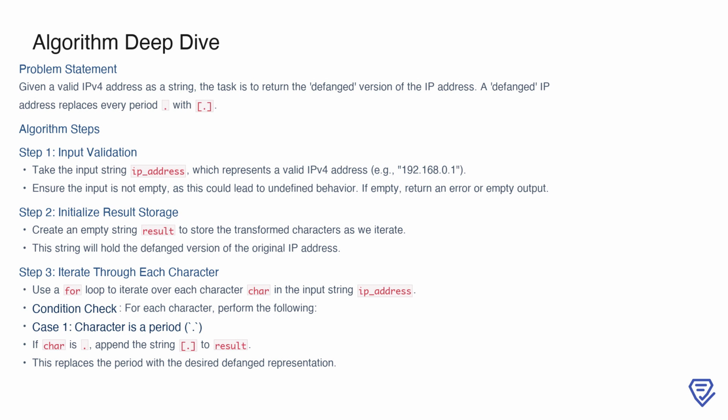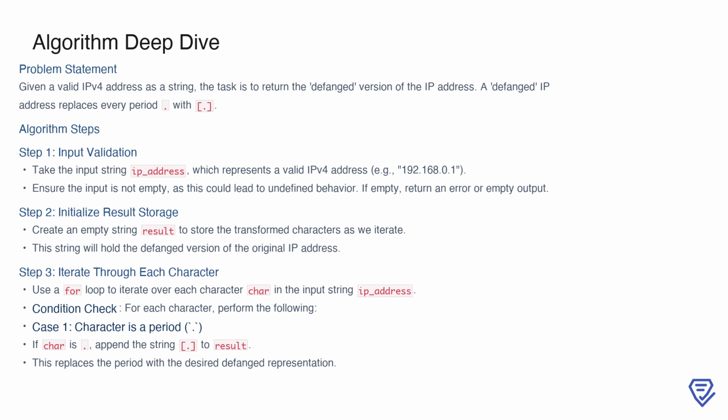The algorithm begins by validating the input. We need to ensure that the input string is not empty, as an empty input could lead to undefined behavior. If the input is empty, we can immediately return an error or an empty string. Next, we initialize an empty string called result. This will serve as our storage for the transformed version of the IP address as we process each character.